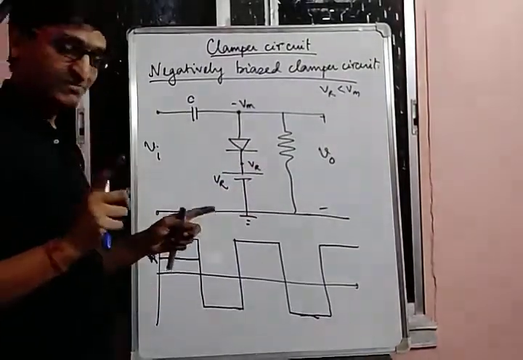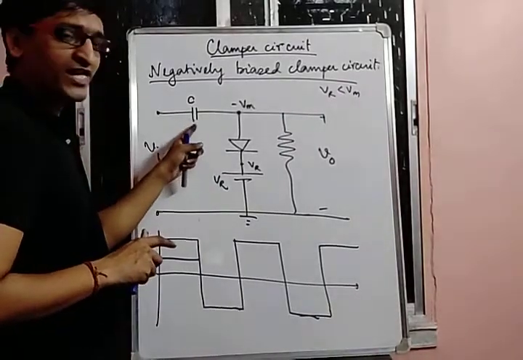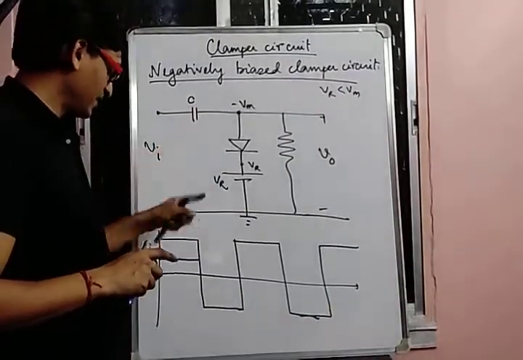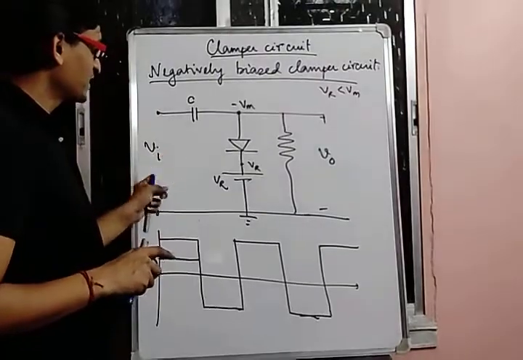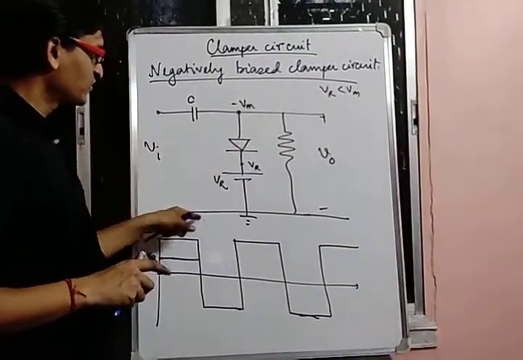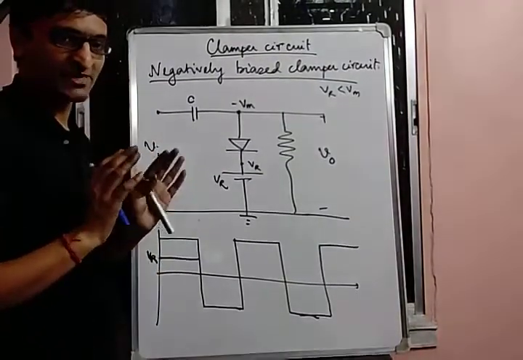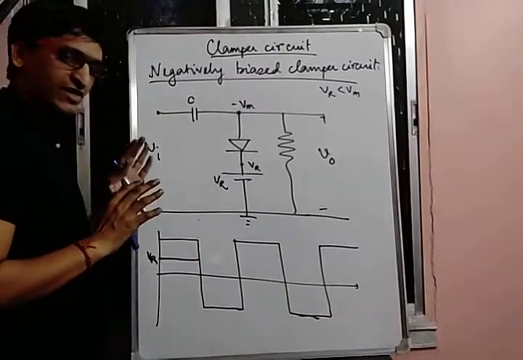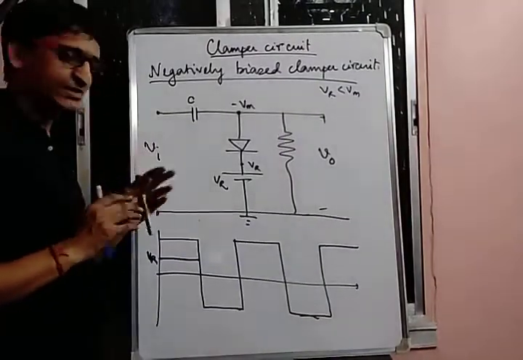At the same time, this capacitor, in the positive half cycle, since current was flowing through this path, has got charged up as well. What is the value to which this capacitor will get charged up?